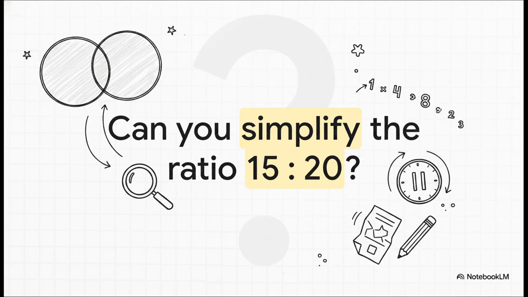Question 1, simplify 15 to 20. Remember, you're hunting for that highest common factor for both numbers. Go ahead and pause this explainer right now, grab some scratch paper, and work it out. I'll be right here waiting.